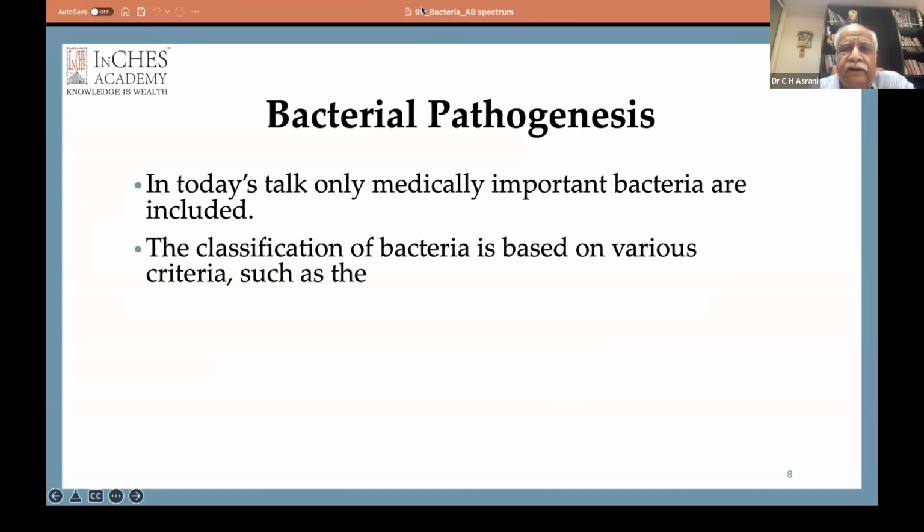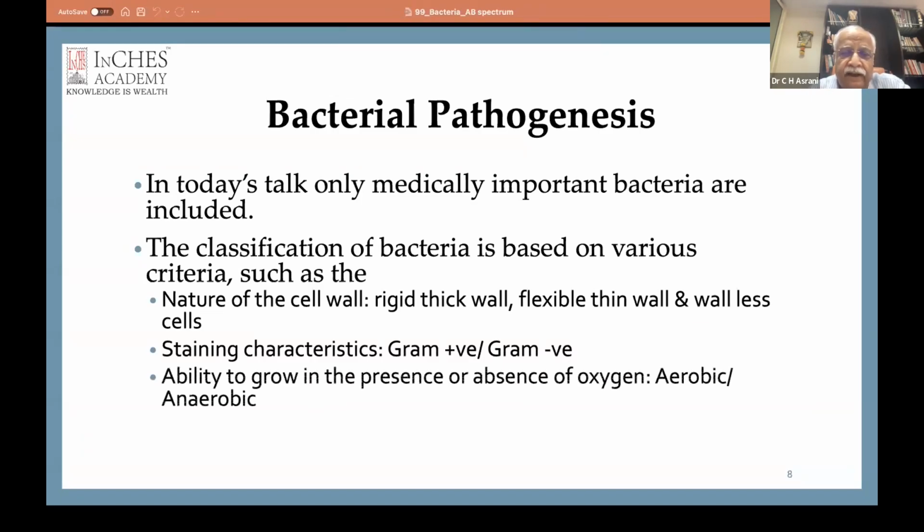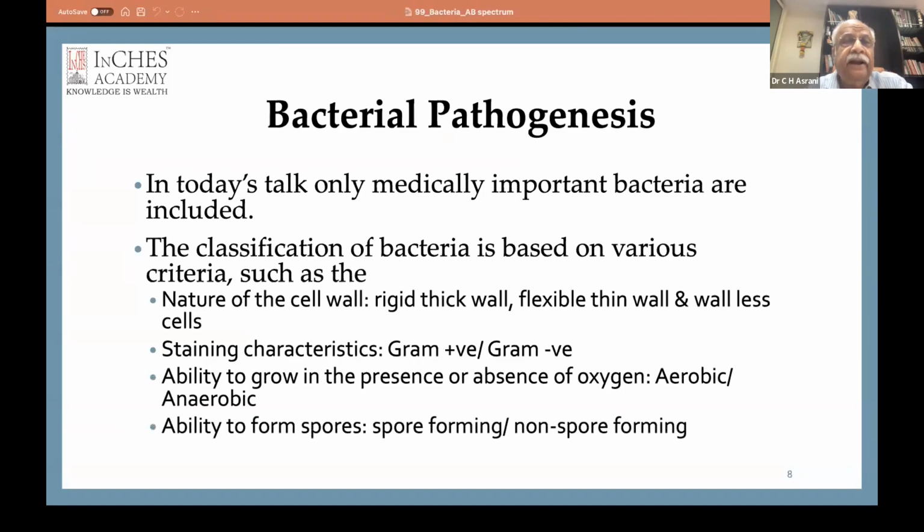The classification of bacteria is based on various criteria, such as nature of the cell wall. Is it rigid, thick wall? Is it flexible, thin wall? Or is there no wall? Then staining characteristic, gram positive, gram negative. Ability to grow in the presence of oxygen or without oxygen, aerobic, anaerobic. And ability to form spores, spore forming, non-spore forming.